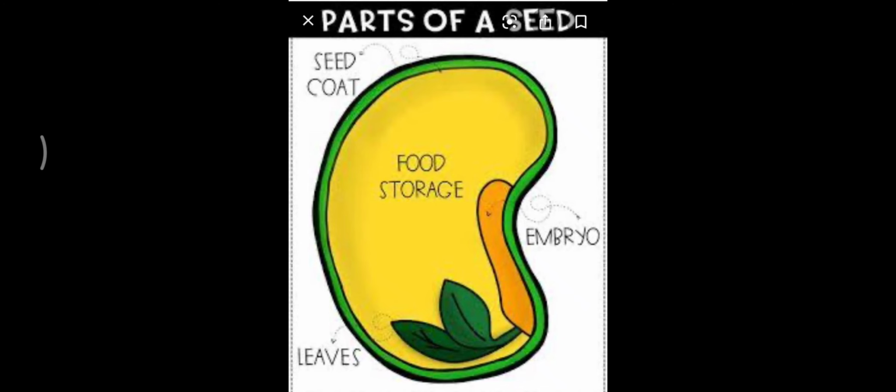Now the seed coat has two parts, that is the testa and the tegmen. The outer part is the hard part, that is known as testa, and the inner part is the soft one, that is known as the tegmen. Embryo has plumule and radicle, so the radicle develops into root and plumule develops into shoot.